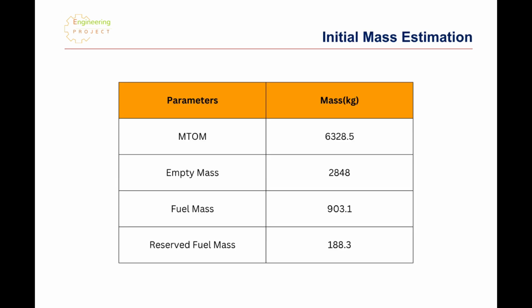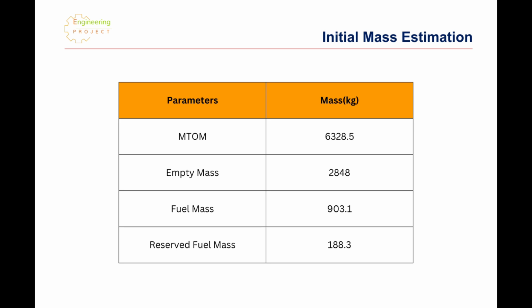After constraint analysis, we first estimate the initial mass of our aircraft using the textbook Aircraft Design and Performance by Dr. John D. Anderson. By using that method and an iteration process, we got a maximum takeoff mass of around 6,320 kg and an empty mass of 2,848 kg. For the fuel mass, we calculate with the Breguet equation for our design range of 1,300 km. For that range, we got a fuel mass of around 903 kg.